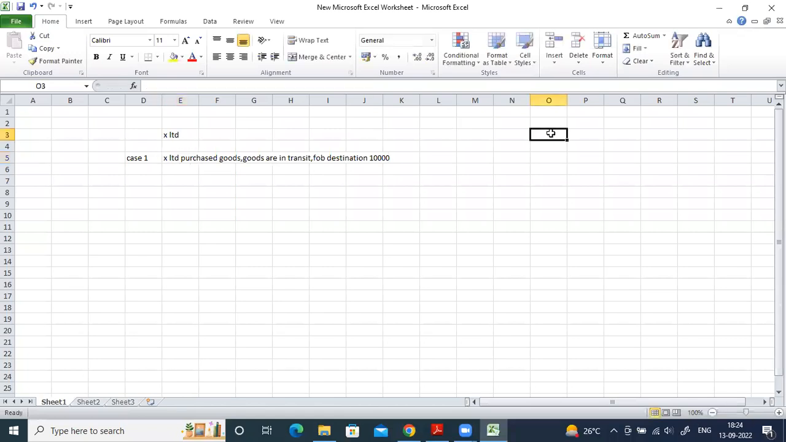Now in the books of X Limited, in this case you need to assume X Limited purchased the goods. Do we need to include this 10,000 or exclude, if it is FOB destination? Exclude. Very good. May I know the reason why exclude? Still, we're not receiving the goods, sir. Exactly. Unless the purchaser receives the goods, you cannot include. So it should be excluded. Very good. Now the next one.